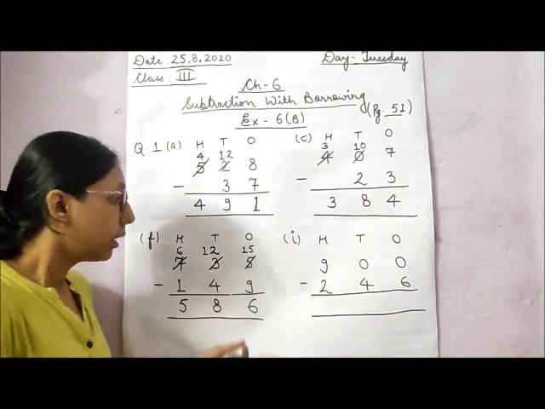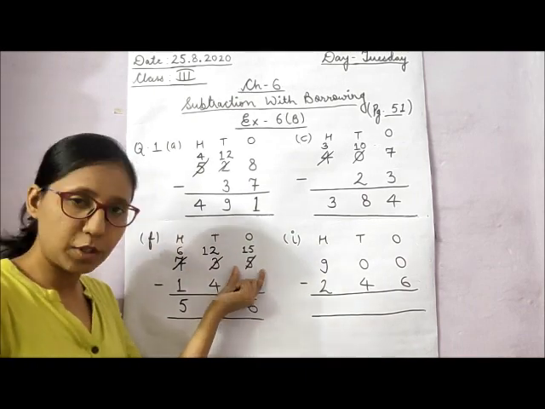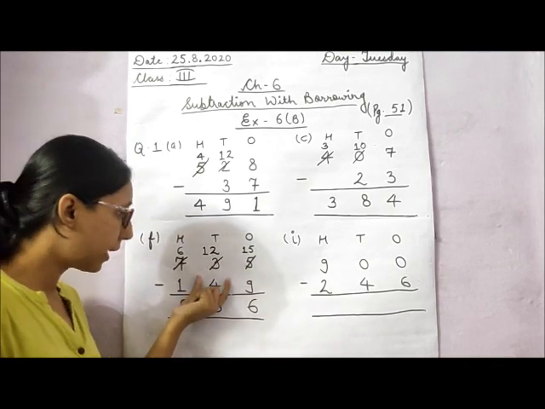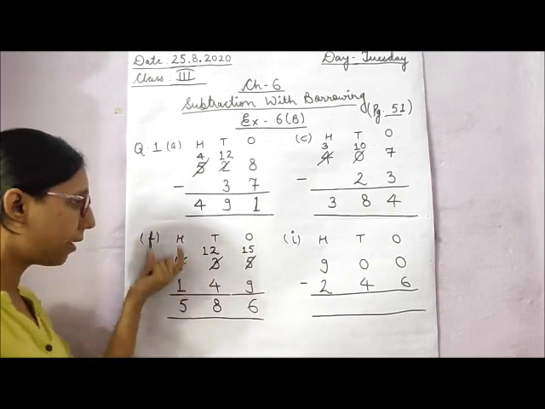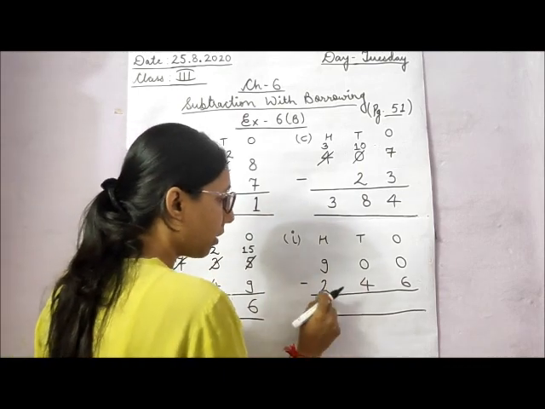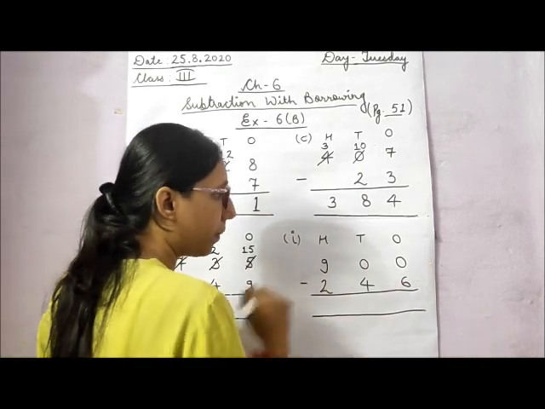So remember, जब आपके पास में ones की place में छोटा digit होगा तो आप 10 से borrow करेंगे और जब आपकी tens की place में छोटा number होगा तो आप 100 से उसको borrow करेंगे. Right? Next, subtract 246 from 900.